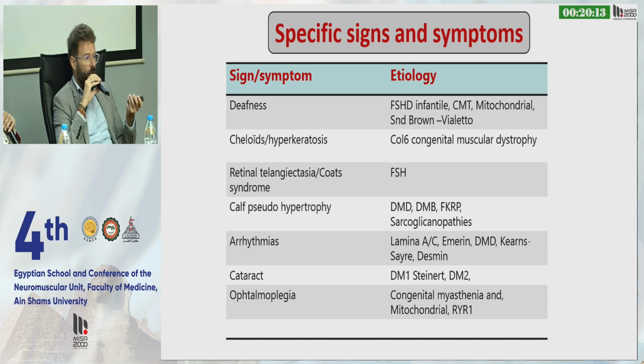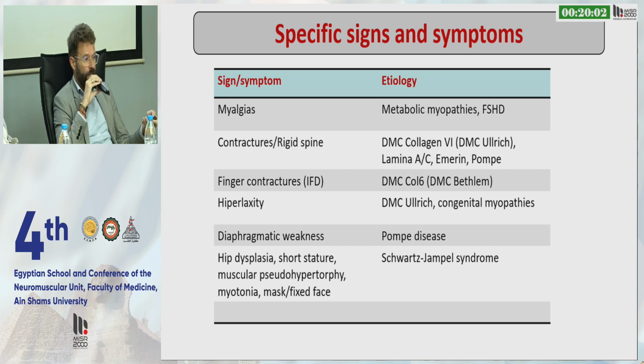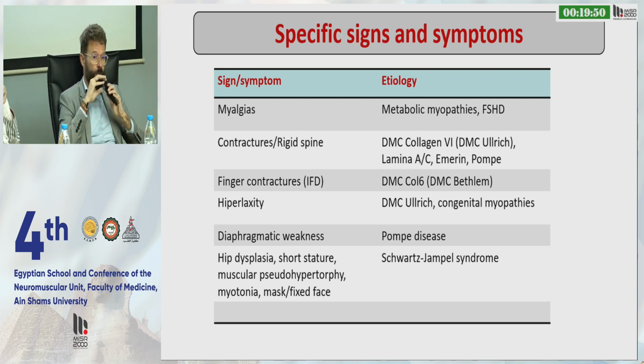Okay, then, I already told you the cataract is important because it can be found associated with Steinert, mainly in adult patients, and then, of course, ophthalmoplegia, very important to detect. Myalgia, contractures, we have seen rigid spine, finger contractures that are very important to detect in the patient with this prayer sign. And then hyperlaxity, of course, diaphragmatic weakness that can be a revealing symptom, for example, in Pompe disease.